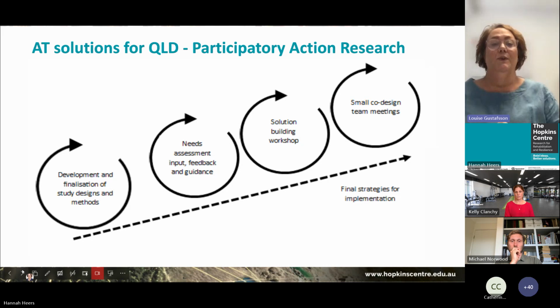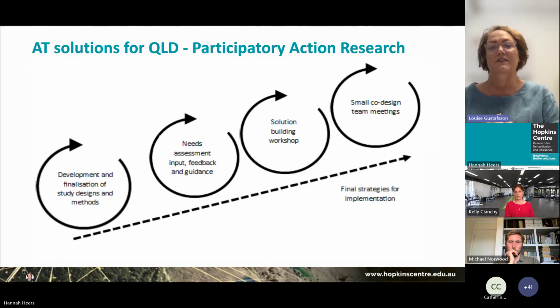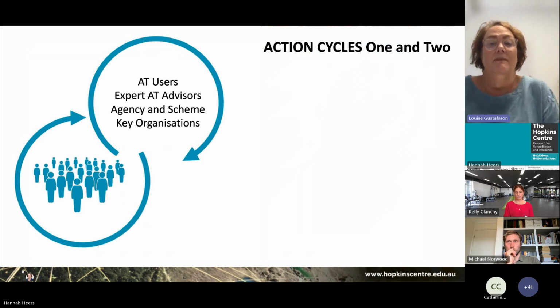So in the AT Solutions for Queensland project, we had 4 action cycles that I'm really not going to talk about the cycles themselves, but how people were involved. So you can see the first 2 there were around the project, the needs assessment that was conducted, the preparation and the enacting of that. The 3rd cycle was the final piece of that big piece of work where we all came together to generate, prioritise and finalise solutions. And there was a subsequent one where those solutions were then worked on further to drive the next piece of work. So in the first 2 action cycles, we worked with what we referred to as a stakeholder group.